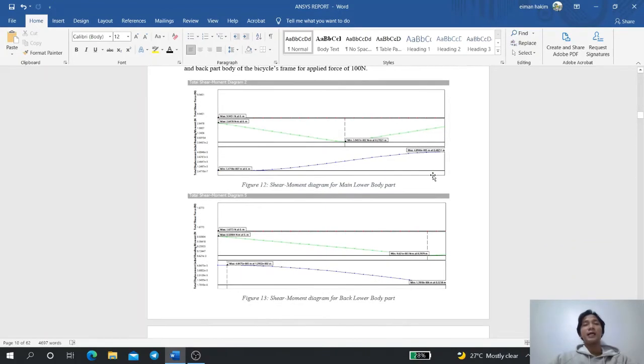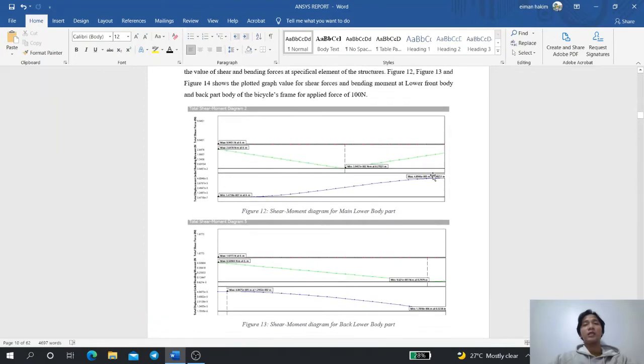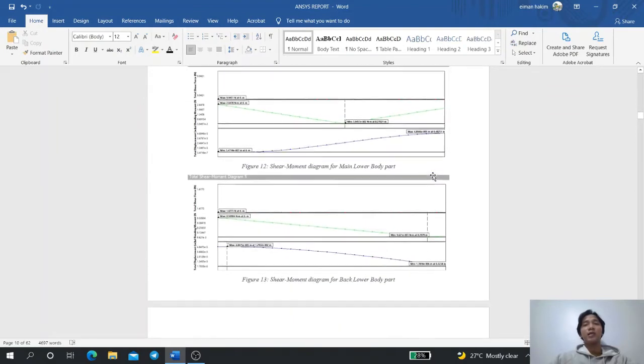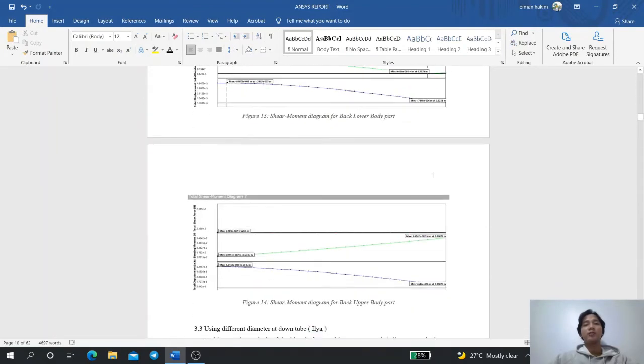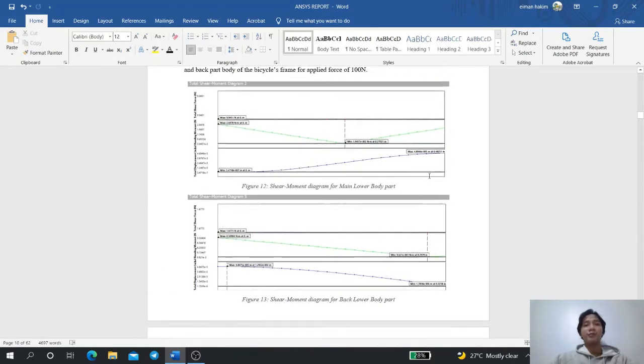As you can see, there are 3 shear moment diagrams. I chose 3 parts: the main lower body part, the back lower body part, and the back upper body part. The 3 graphs show 3 different results.